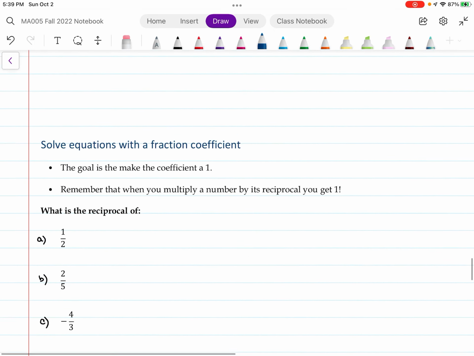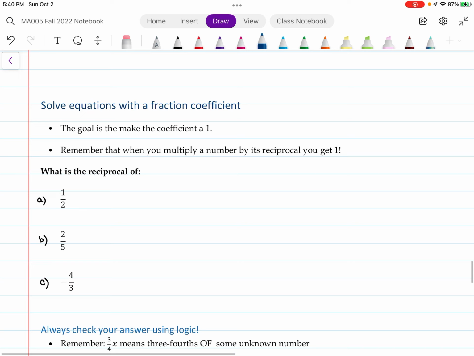Okay, solving equations with a fraction coefficient. So the goal is to make the coefficient a 1. That's what we want, because we want the variable by itself. So remember what happens when you multiply a number by its reciprocal? You're going to get 1, right? So that's the key to solving these.